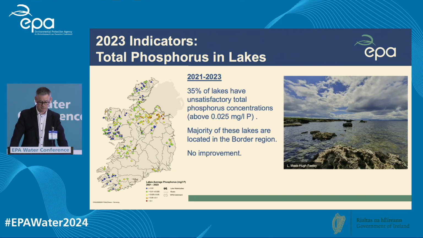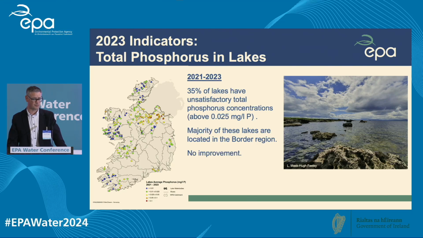If we continue on with phosphate then and look at total phosphorus in lakes, our data are showing from 21 to 23. Again, these are the 3-yearly averages, and on the map on the left you can see 35% of lakes have unsatisfactory phosphate concentrations above the legally binding target of 0.025 milligrams. A lot of you will be familiar with the border lakes, the Cavan Monaghan region, and a lot of them are up around that area.